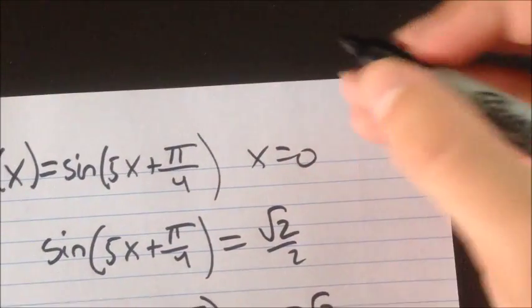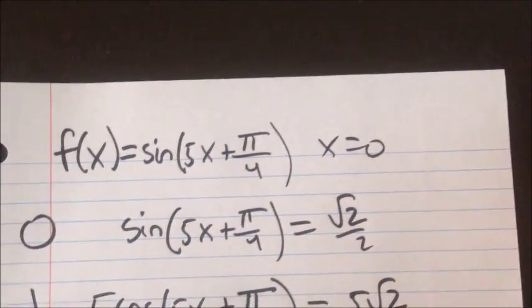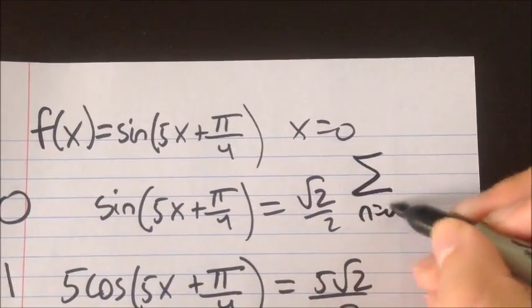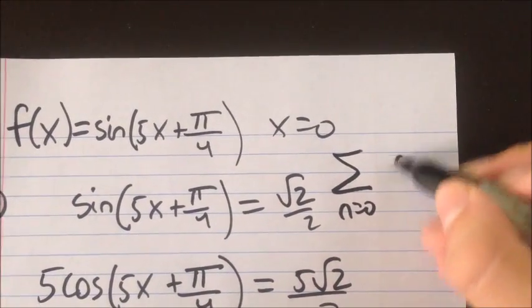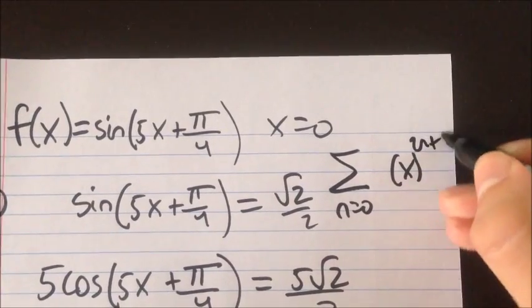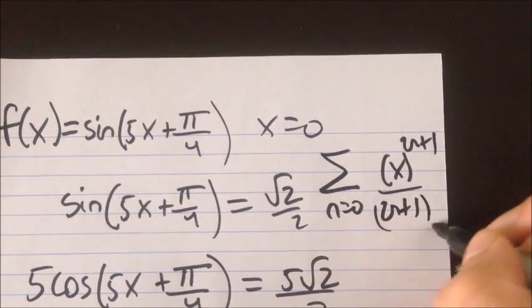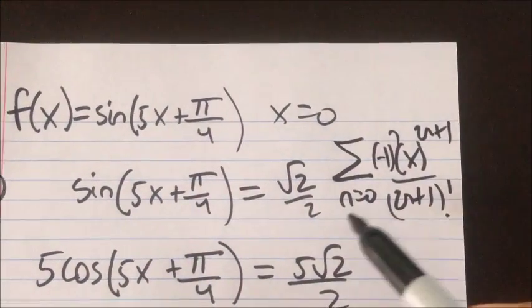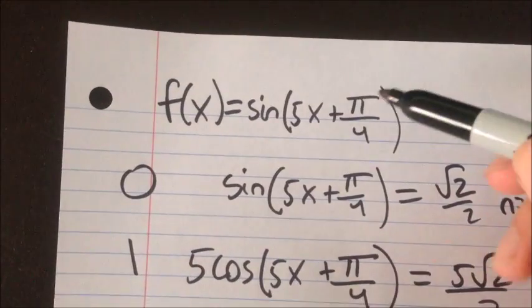and you may be thinking, okay, well we know what sine of 5x is going to be, or sine of x, the summation for the Maclaurin series. However, this is not what you want to do. You don't want to plug in 5x plus pi over 4 here, because that's not correct. And the reason is because it's plus pi over 4.